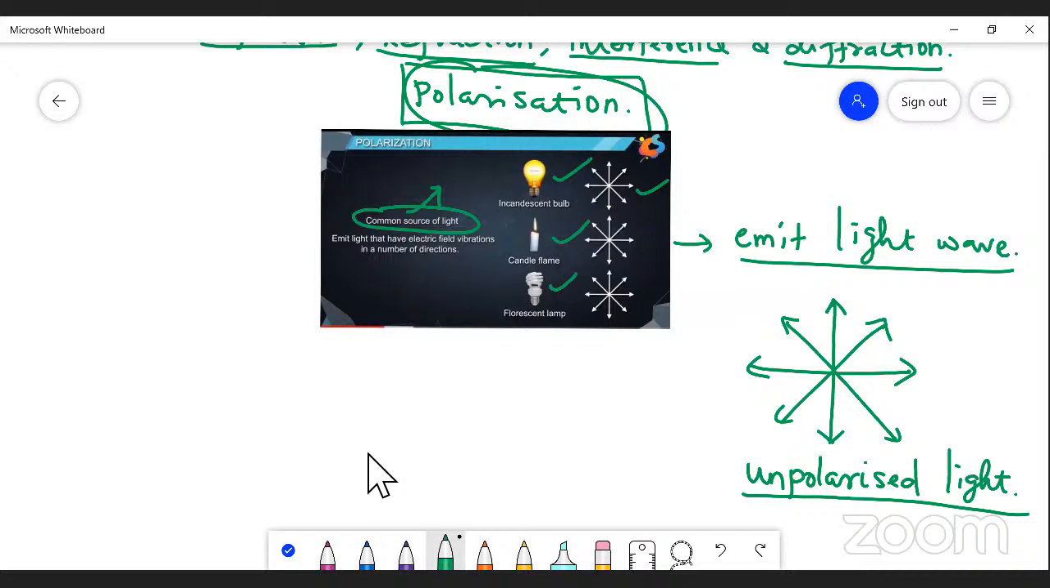So the common sources of light like incandescent bulb, candle flame, and the fluorescent lamp emit unpolarized light. Because this light consists of vibrations, electric field vibrations, in all possible directions. And this type of light wave is called unpolarized light. What is meant by unpolarized light? Simple. Unpolarized light is nothing but a transverse wave.